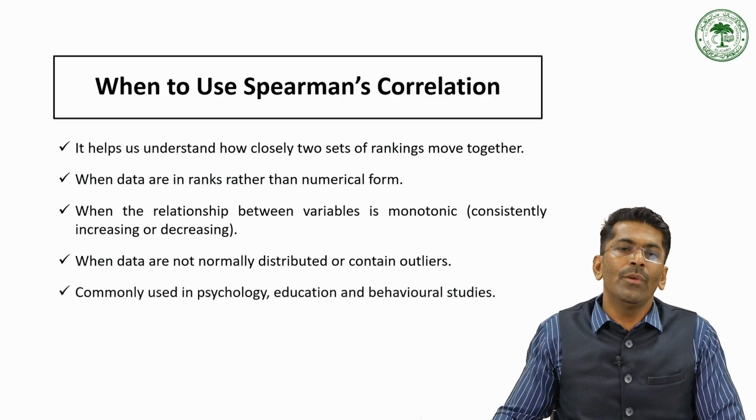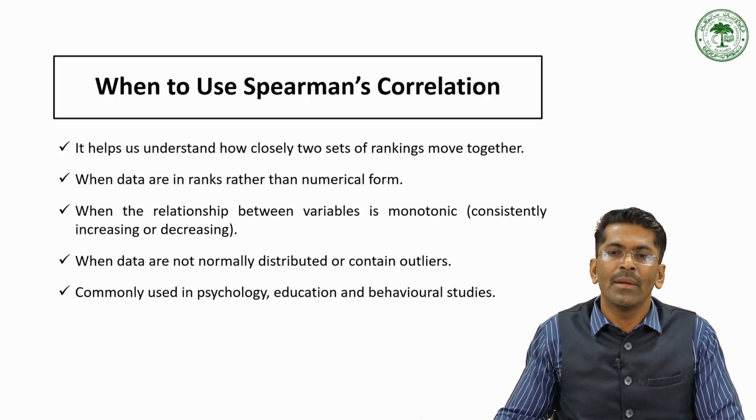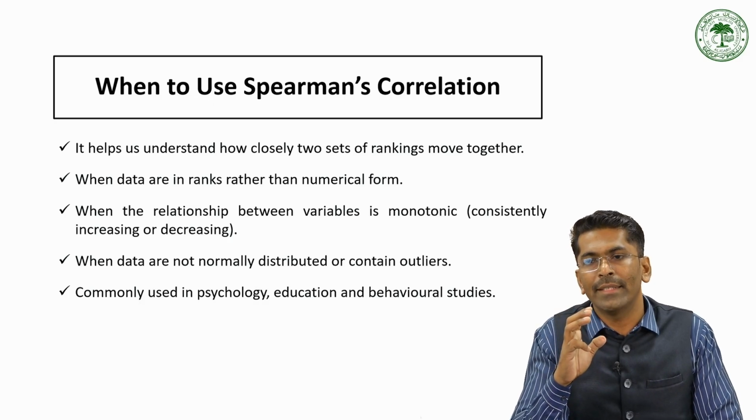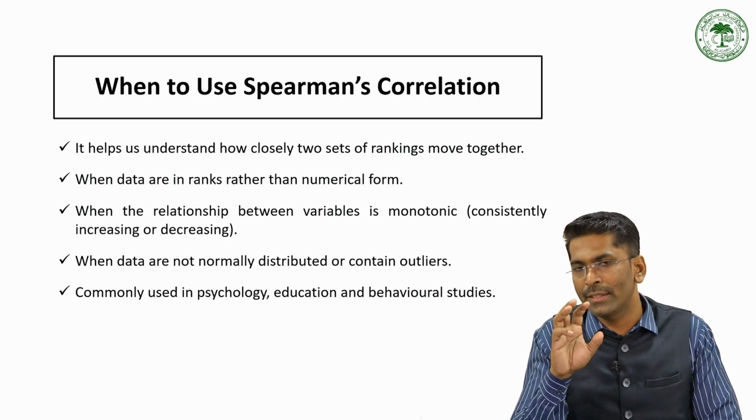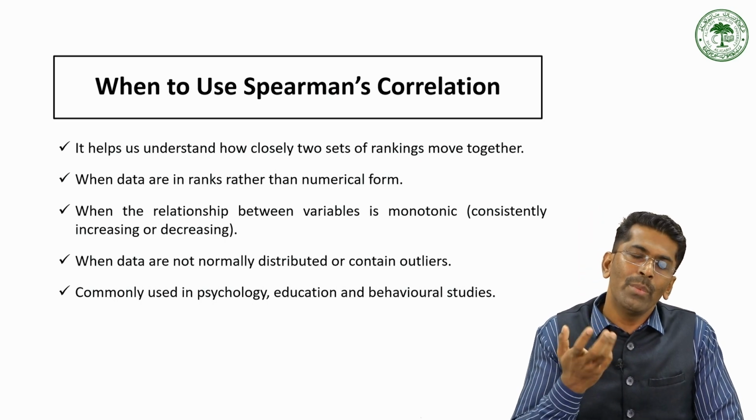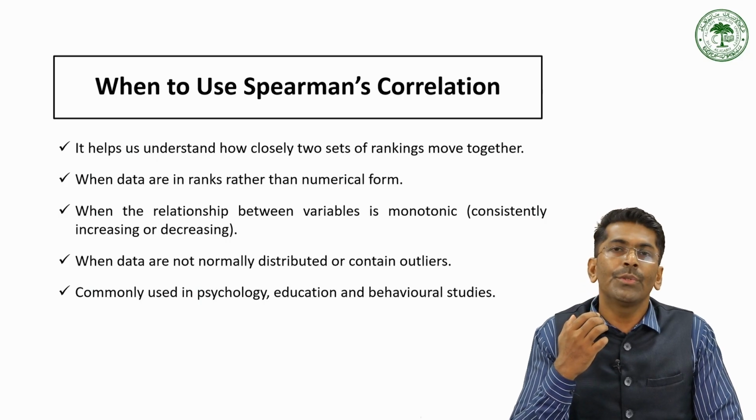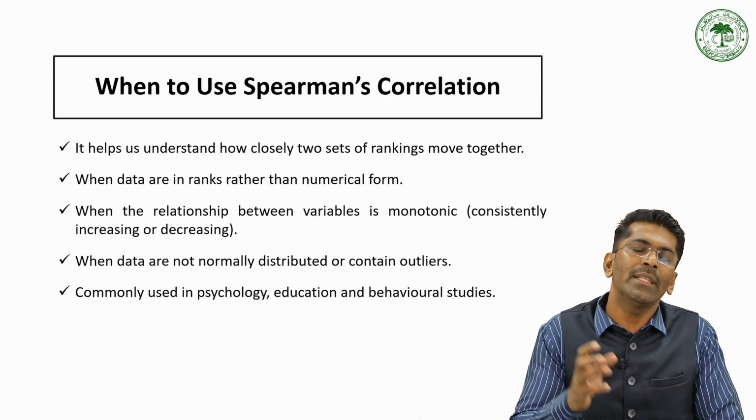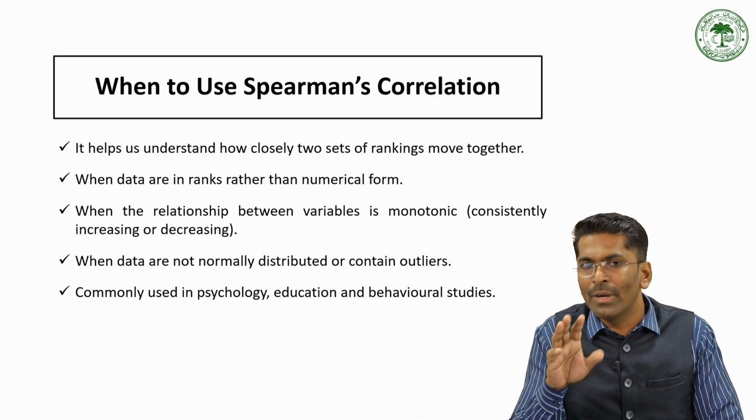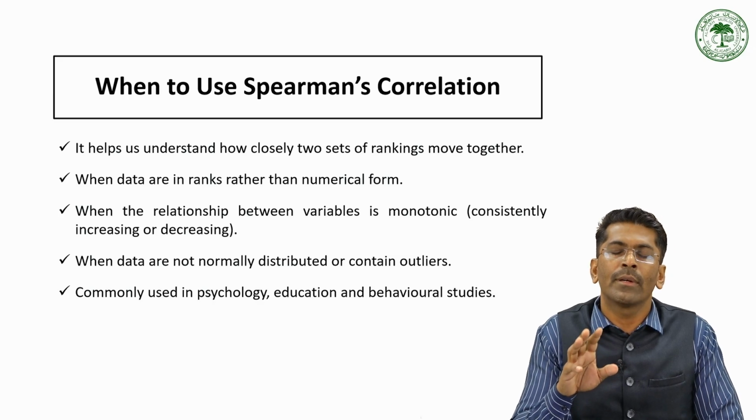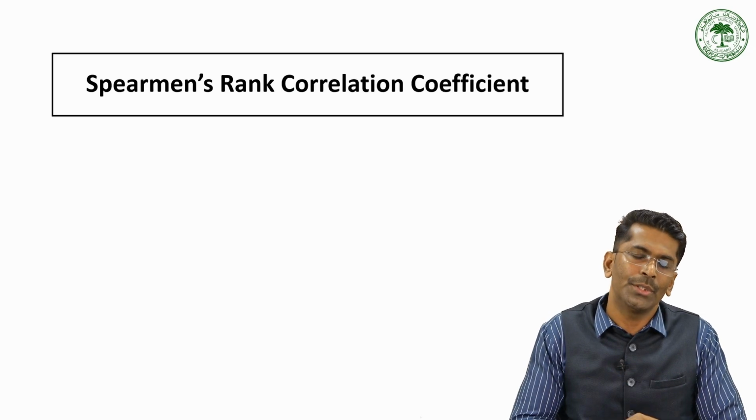It is commonly used in social science, education, psychology, as well as behavioral science. Especially in psychology, it is used for ranking personality traits or test scores. In education, it is used for comparing students' ranks across subjects. In behavioral studies, for example, you want to measure the preferences, opinions, and reactions of people. All this generally comes under ordinal data, and accordingly, it is better to use the Spearman rank correlation for finding the relationship.